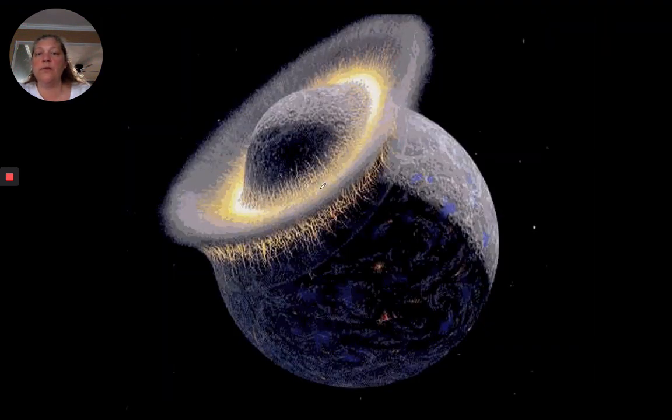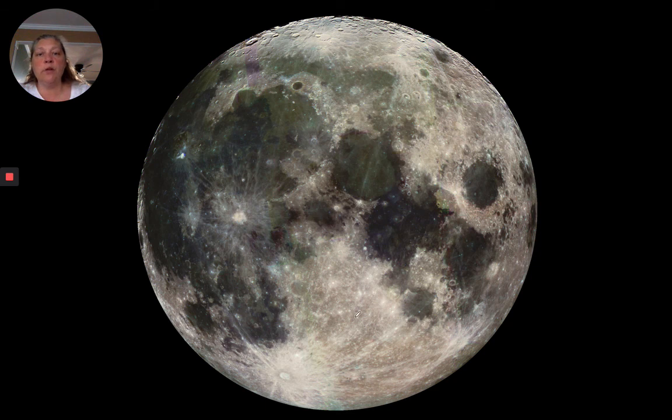And then here's an artist's conception of what they believe happened. There's the impactor. And here's a picture of Luna. Lunes, lundi, moon day, Monday is moon day. A month is called a month because of the moon.